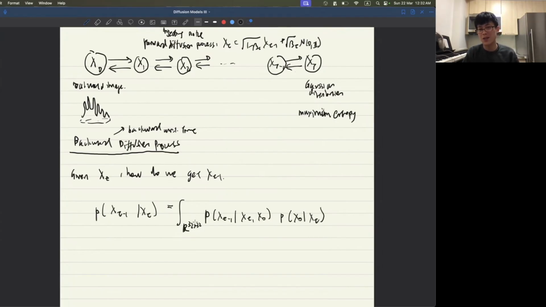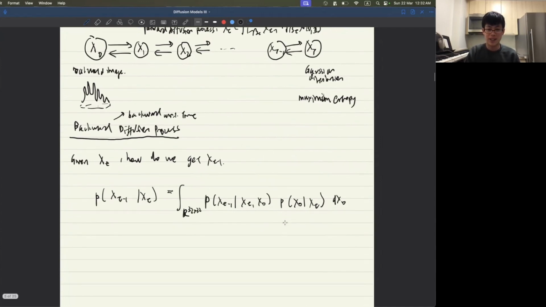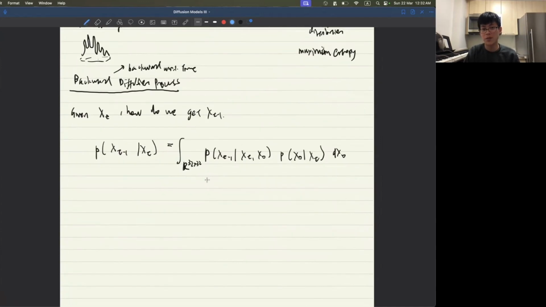So the conditional probability equation is really saying, if we want to get xt minus 1 given xt, we consider all the possible x0 and we consider what's the probability of getting that particular x0 given xt, and then we can condition on both xt and x0 at the same time. So we'll get something like this. So now we have two terms, right? This term is actually easy to get. And this seems like an even harder problem to solve, right?